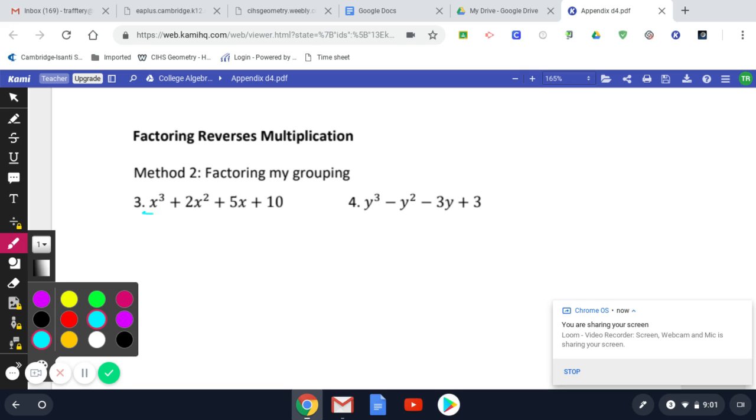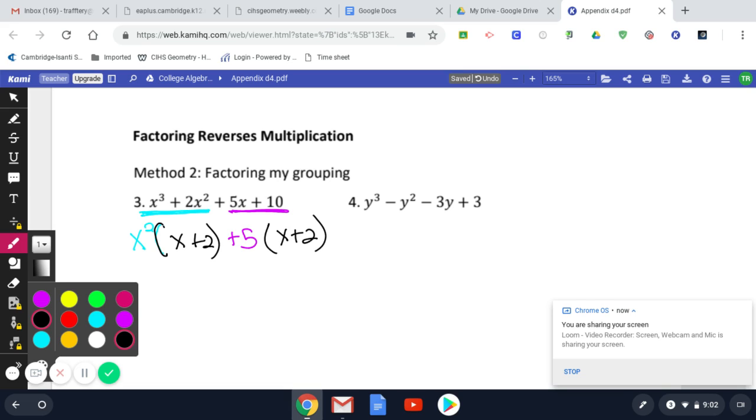But if I look at these two, what I'm going to see is that they both have x's in common. And when I look at these two, they both have 5's in common. So on the first set, I'm going to factor out an x squared. That leaves me with x plus 2. On the second set, I'm going to notice that they both have a 5 in common. When I factor out a 5, that leaves me with x plus 2.